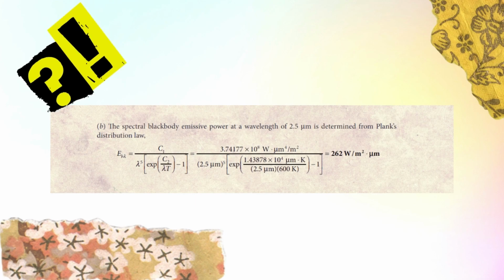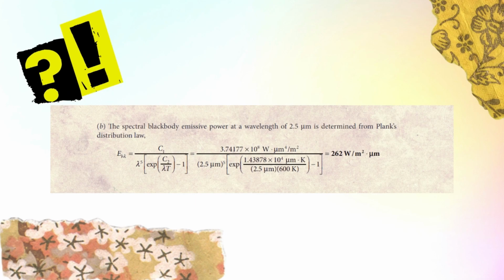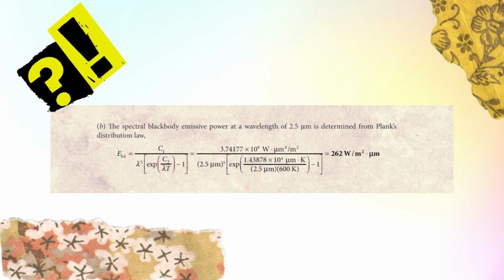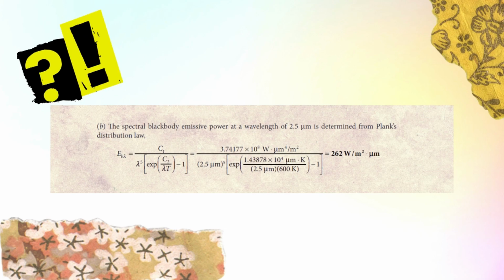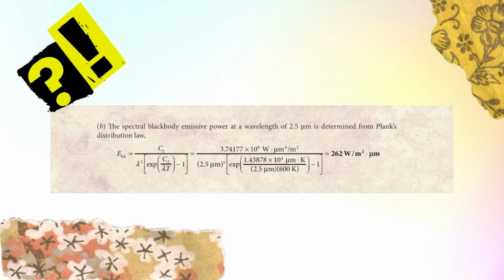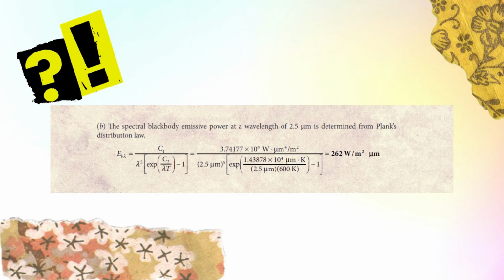Spectral blackbody emissive power at a wavelength of 2.5 micrometers is determined from Planck's distribution law. Substituting the given and the constants will lead us to an answer of 262 watts per square meter micrometer.